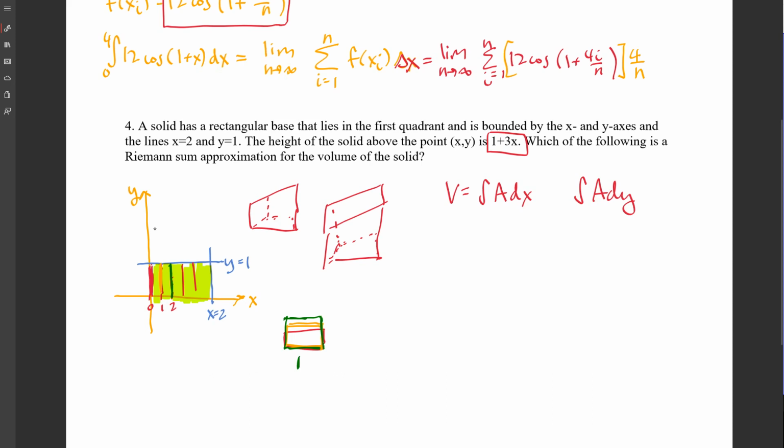How high is the rectangle? Well, the rectangle height is equal to 1 plus 3x, right? That's the height. So if I wanted the area of one of these cross sections, that would just be 1 plus 3x. All right, so if I wanted the volume of this 3D figure, the volume would be equal to the integral of the area, (1 plus 3x) dx, from what is my smallest x value to what is my largest x value. All right, so I set that up a little bit for you, and you guys can finish up the problem.